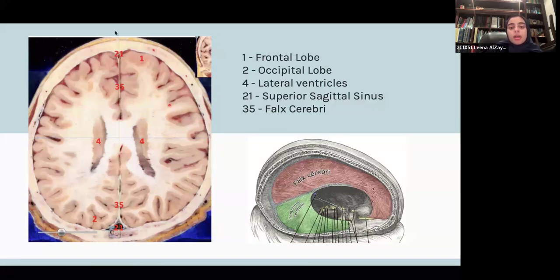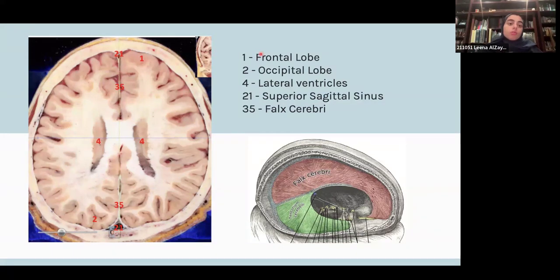Obviously, this is all the frontal lobe, and this is all the occipital lobe being the back, and this is being the front. So let's go over it again. 1 is frontal lobe, 2 is occipital lobe, 4 is lateral ventricle, 21 is superior sagittal sinus, and 35 is falx cerebri. All clear? Any questions till now? No questions? Okay.